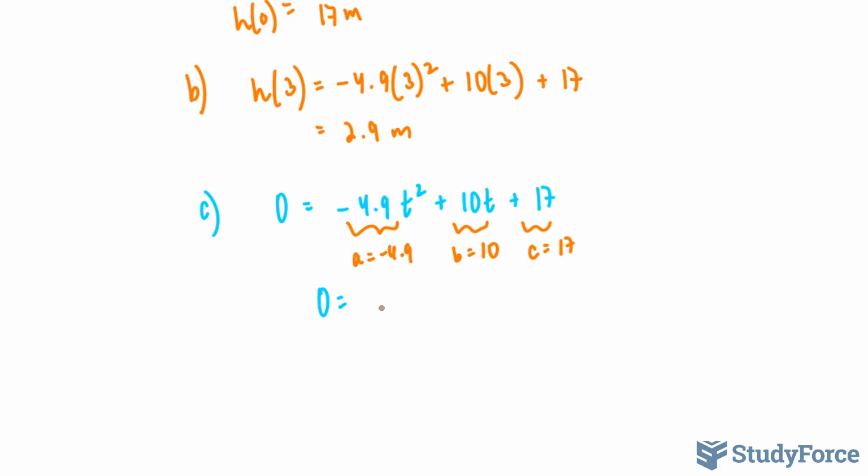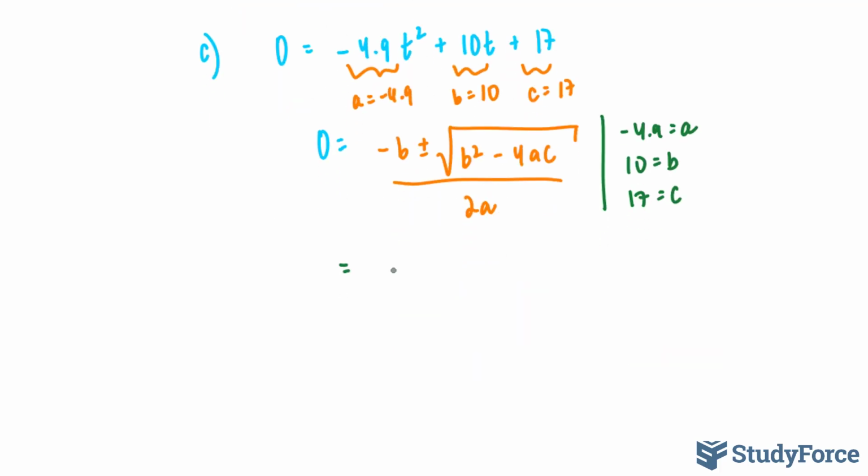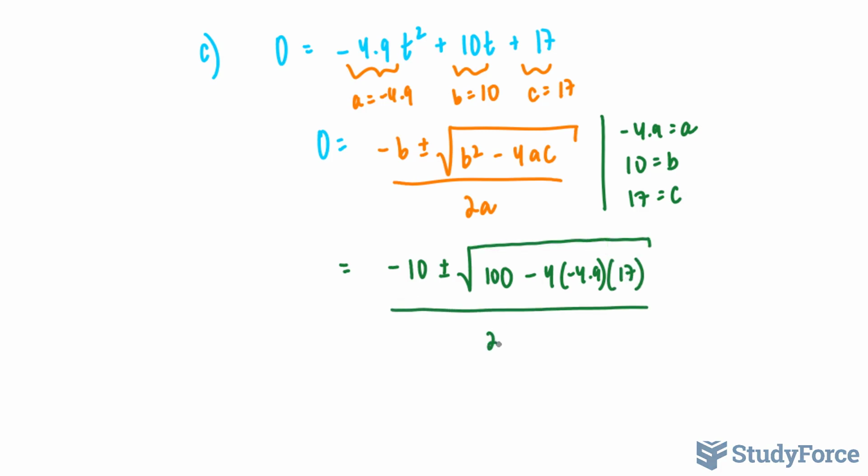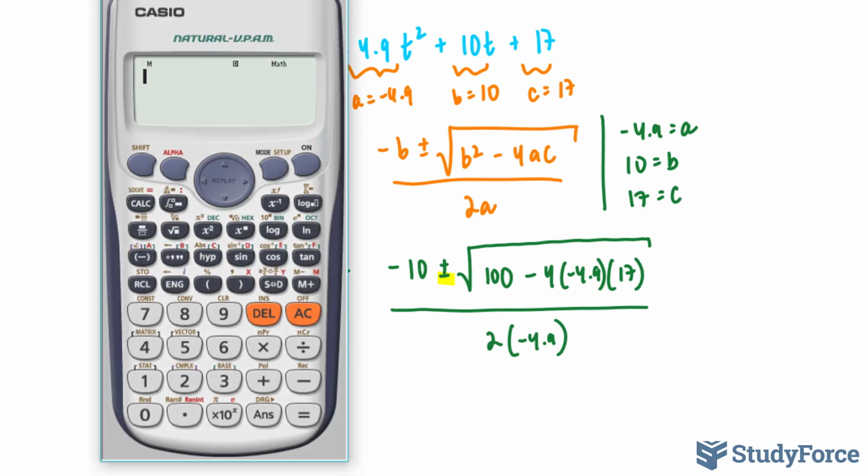And remember, the quadratic formula looks like this. We're going to plug in these values into our equation. We end up with negative 10 plus or minus the square root of 10 to the power of 2, which is 100, minus 4 times negative 4.9 times 17, all over 2 times negative 4.9. Now that I've set up my quadratic equation, instead of going through this manually, I'll use the function on my calculator just to speed the process up a little bit.